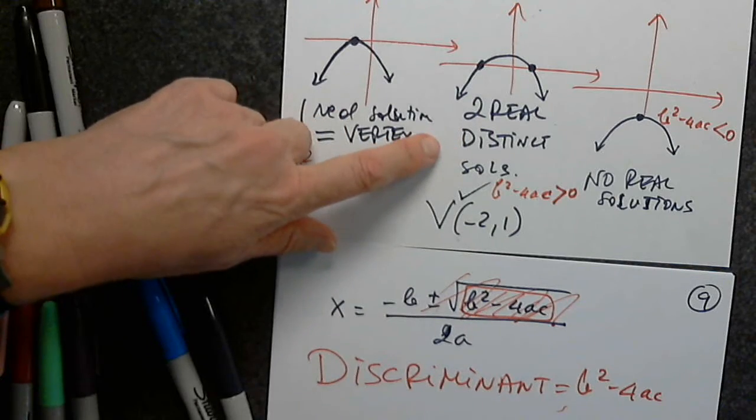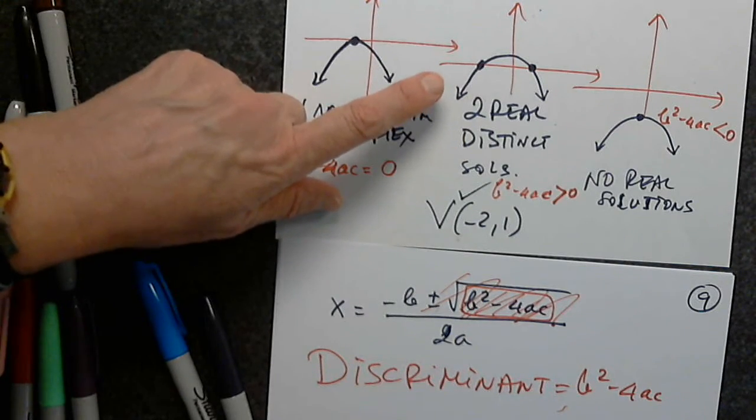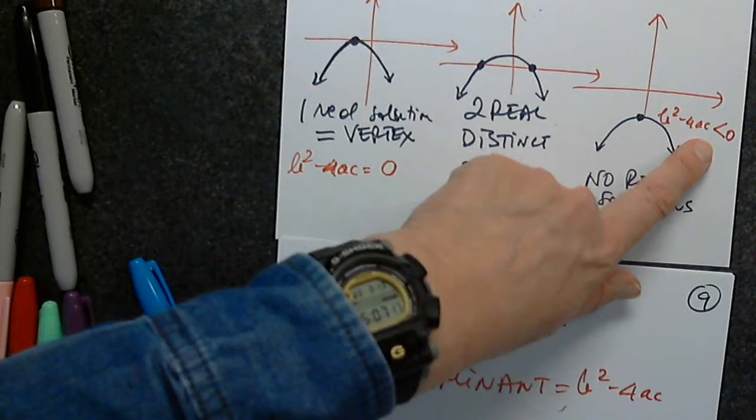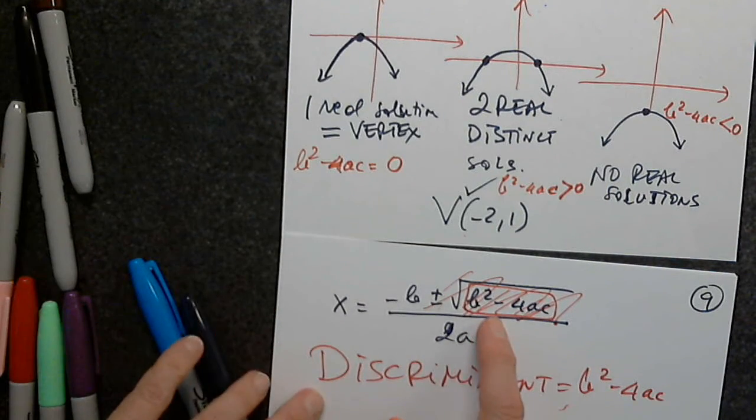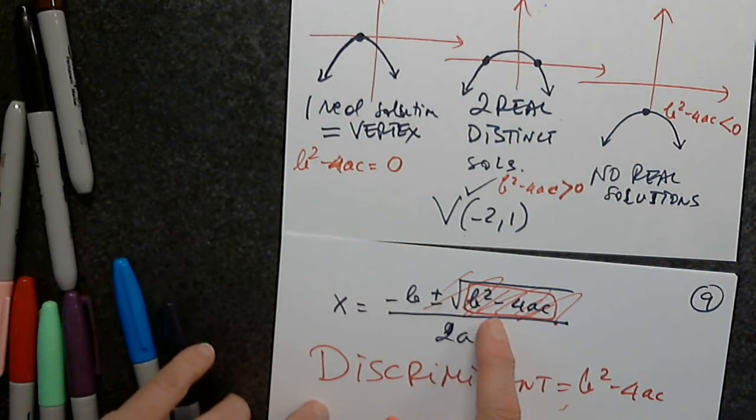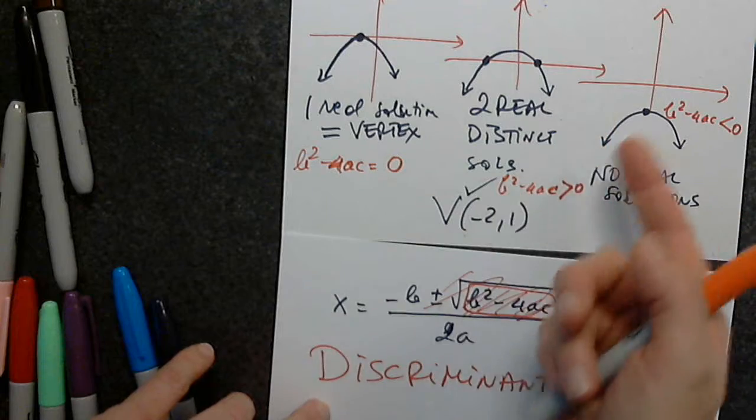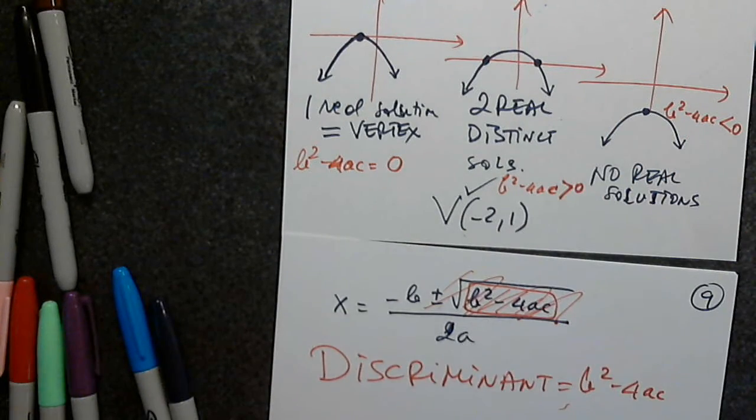The discriminant must be positive when there are two distinct solutions. And the discriminant must be negative when there are no solutions. We cannot take the square root of a negative number. That's why there are no solutions. That's why the function does not cross the x-axis.